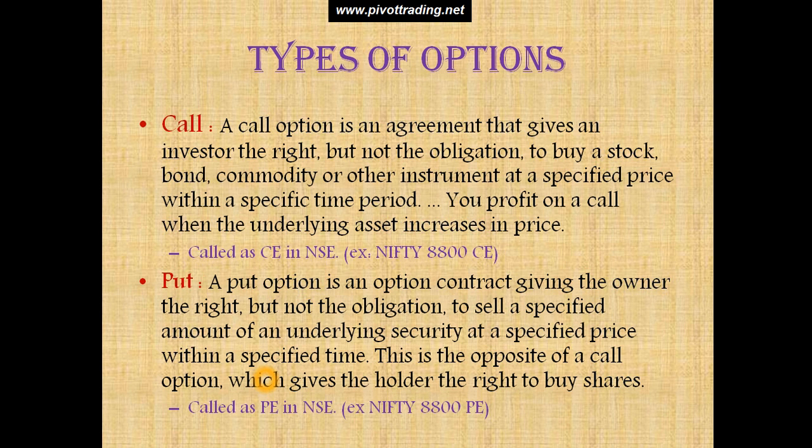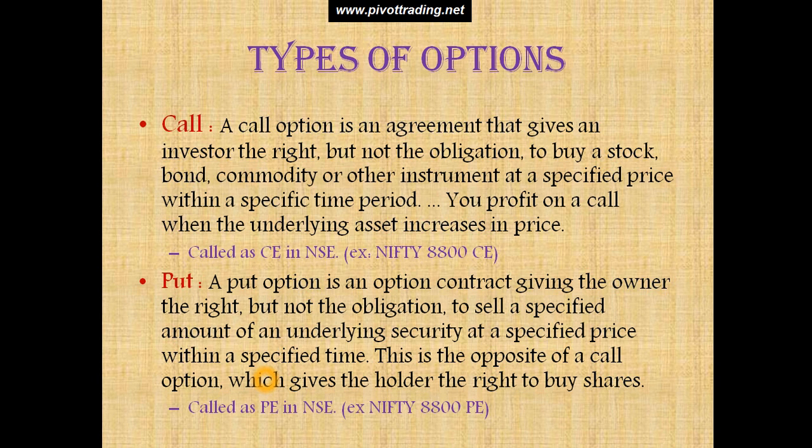Okay, now let's see what different types of options we have. We came to know that there are options which are used to hedge our positions, to arbitrage, and to make money. Now, what are the types of options that are available in the market, or what are the different types of options which are part of this particular product? So there are two main types of options called call and put.